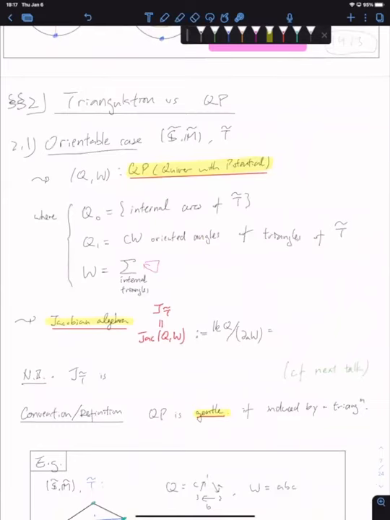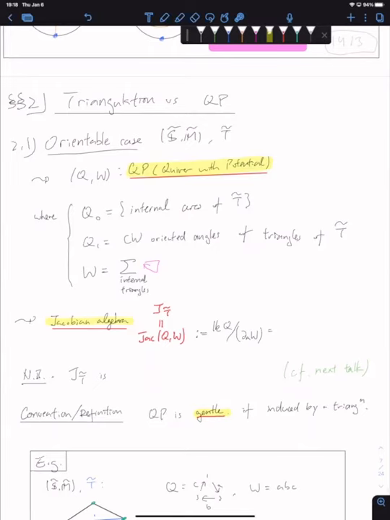So I will start by reviewing the orientable case. For the orientable case, I will fix this notation for orientable surfaces, and this is the triangulation on an orientable surface. When you have such a thing, then you will get something called a quiver with potential, which is a quiver with some linear combination of cycles.